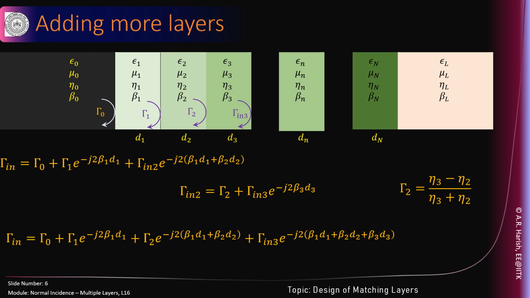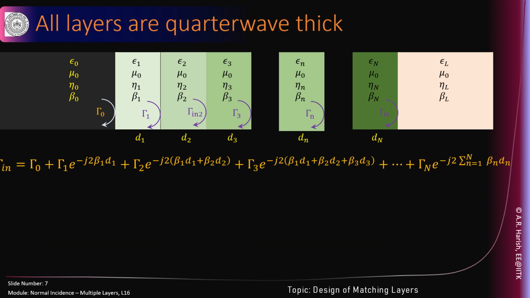Can we do this for all the layers up to layer number N? Yes, we can do it. It's a simple addition. Keep adding all the terms. And I'm interested in the nth term, or n plus 1th term in this case, because the first term is gamma naught, which is gamma n e to the power of minus j 2 summation n equal to 1 to N beta n dn. This is very straightforward. It's just an extension, a generalization of each of those terms there.